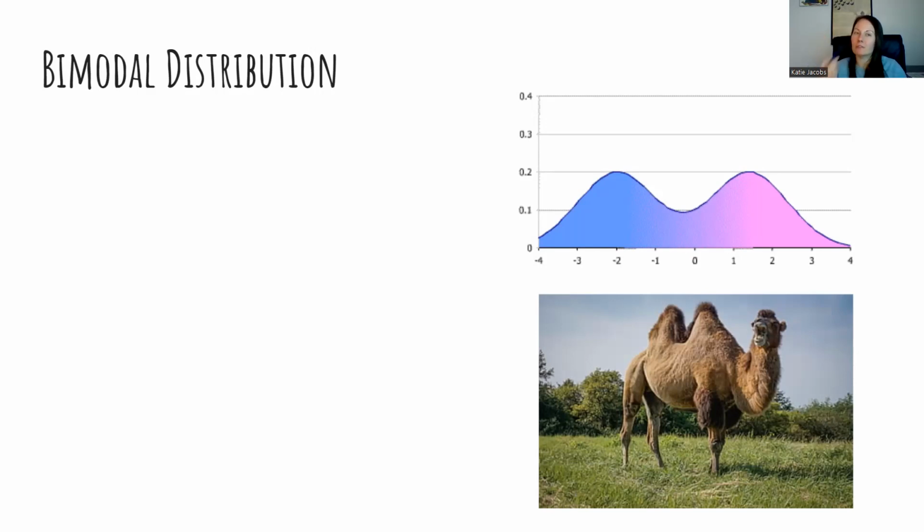When we look at a frequency distribution table, the tallest bar is also the what? It's the mode, right? So the most frequent value is the mode. When we have a bimodal distribution like this, we have two modes. So this distribution has two modes.